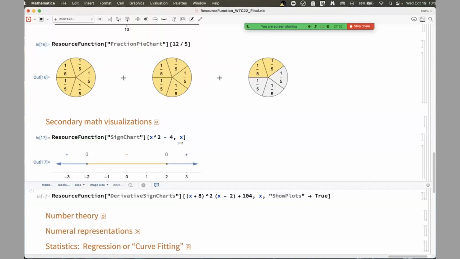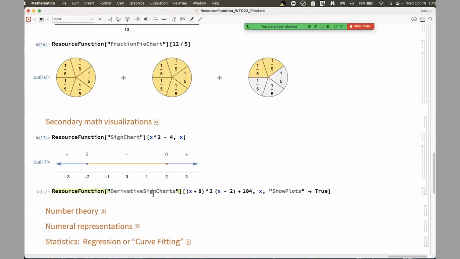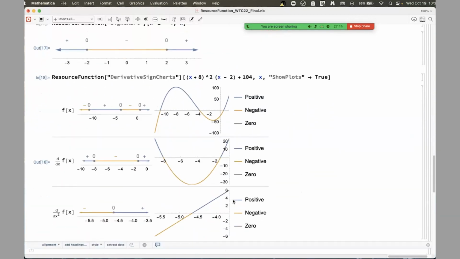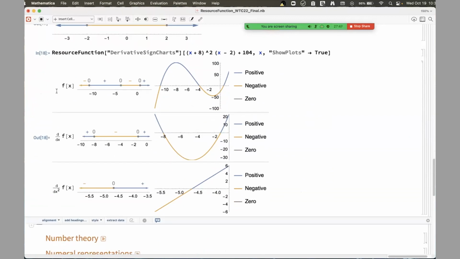Sign chart is really commonly used in calculus classes for function analysis to figure out where a certain function is positive or negative. And with calculus classes in mind, we have a more specific resource function that takes a function and shows you not only its sign chart, but the sign charts of its derivatives. So that's usually the context in which sign charts are used. So we have built that together.